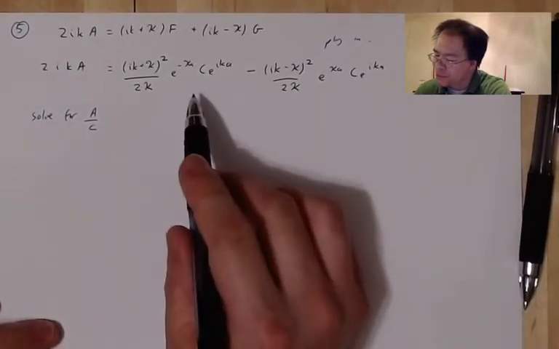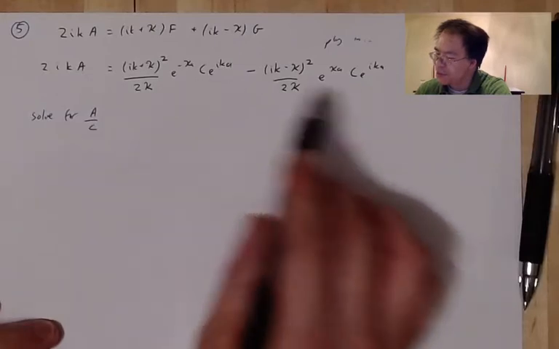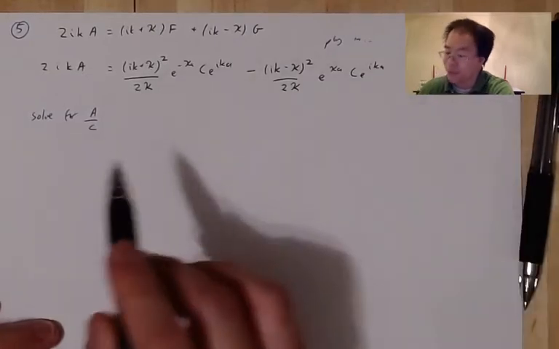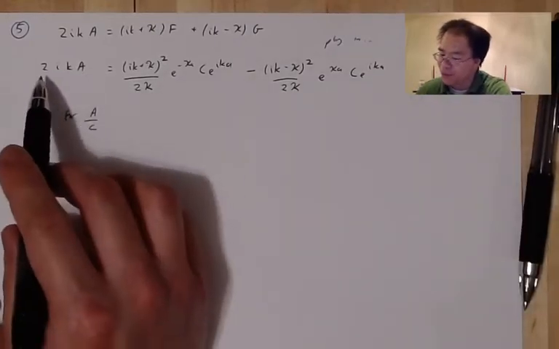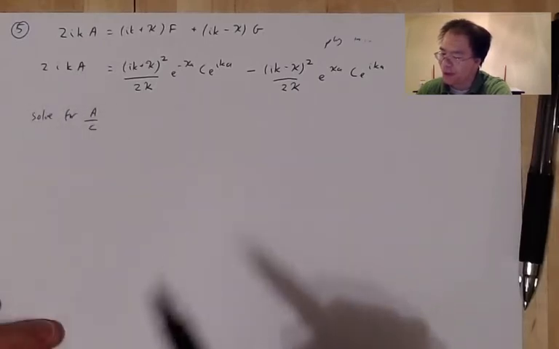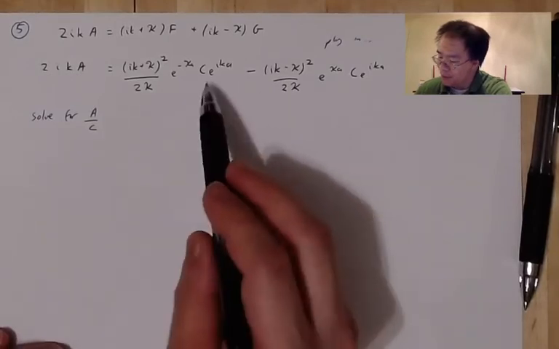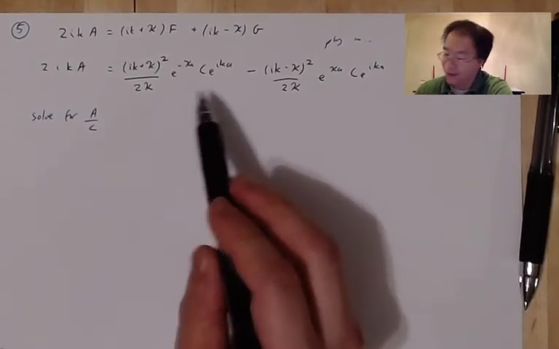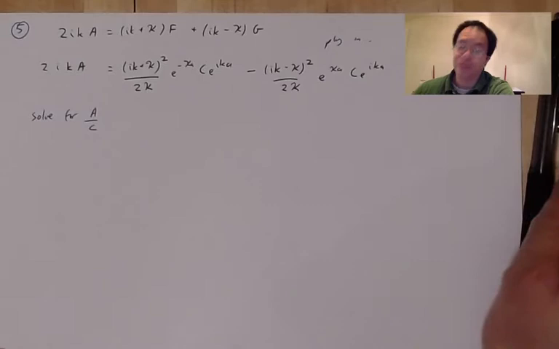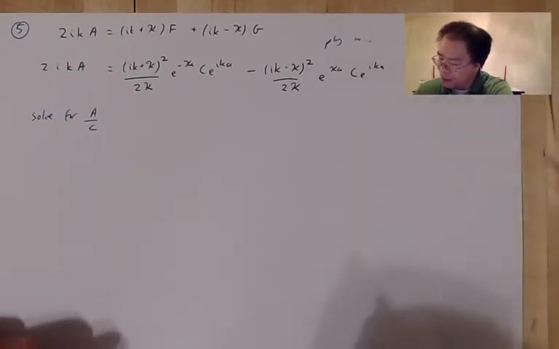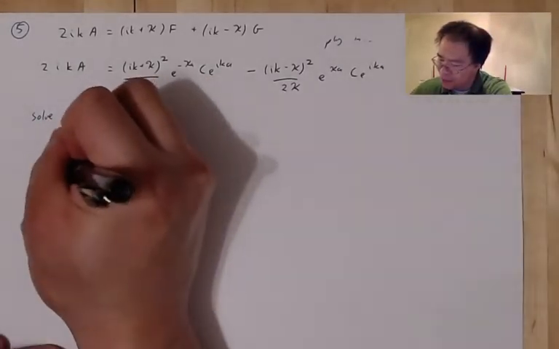So notice we've got something, right? We've got a C in both terms here, so I can pull that out. Similarly, I can divide both sides of this by 2ik. And we have some common factors, right? We have a common e to the ika. We also have common factors of 2 kappa. So let's just do that, and then we'll simplify.